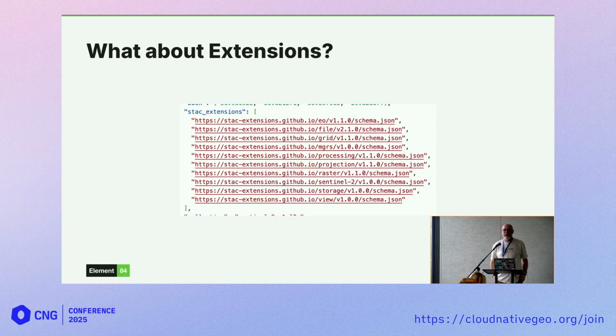Okay, so now what about extensions? As a user, what extensions do you need to be concerned about? Well, the ones that you should know about are whichever ones are in the data that you're using. So in the item, you'll see there's a STAC extensions list. And in this case of Sentinel-2, there's a whole bunch of different extensions. There's an EO extension, file extension, grid extension, like there's a bunch of extensions. And some of these might be really useful for you as a user because they add various fields that you can search on in the data when you're looking for it.